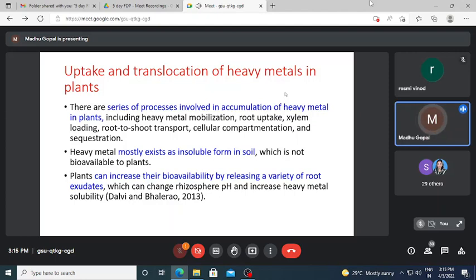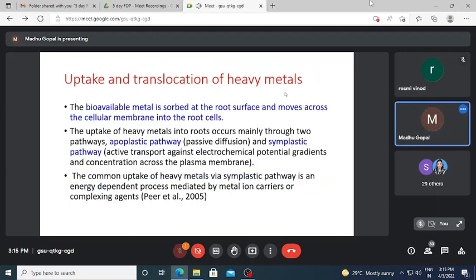Which can change the rhizosphere pH and increase heavy metal solubility. So the bioavailable metal is sorbed at the root surface. So first the heavy metal is made bioavailable. Then the bioavailable metal is adsorbed to the root surface and moves across the cellular membrane into the root cells. Okay.